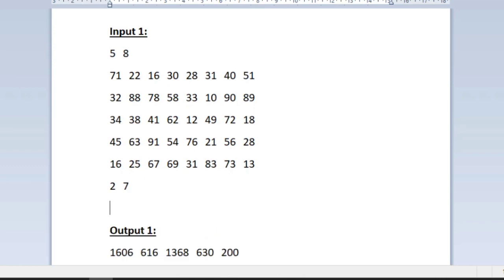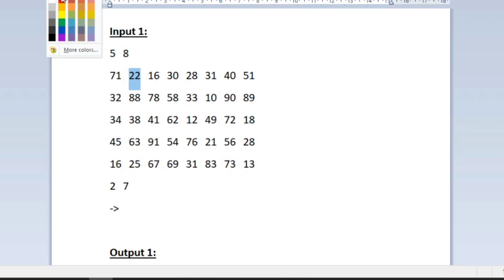Now let us see how we are getting the output for the given sample input 1. Here the value of the integer x is equal to 2 and y is equal to 7. The integers x and y represent the column. So we have to consider the integers present in the second column and the seventh column, and find the LCM for the integers present in those columns.